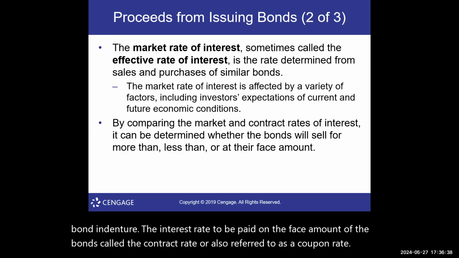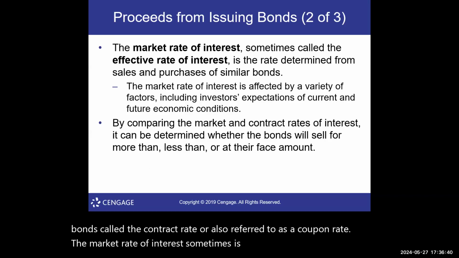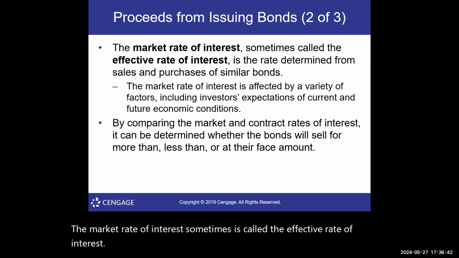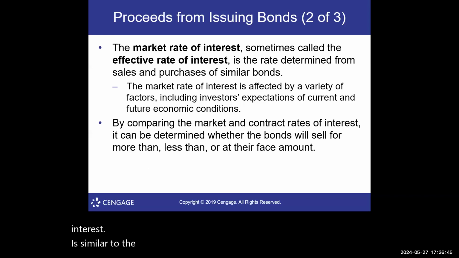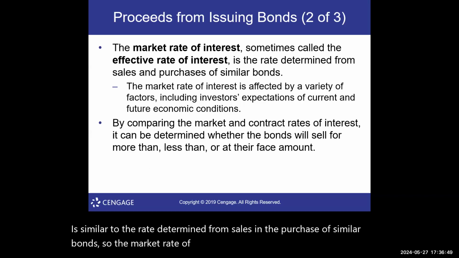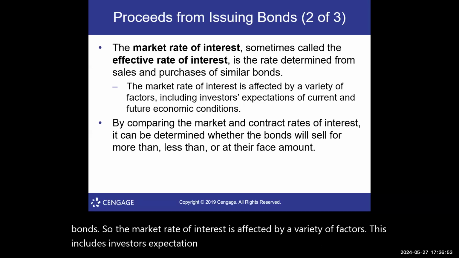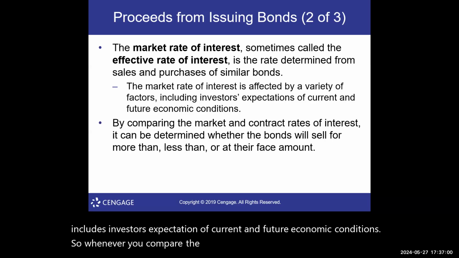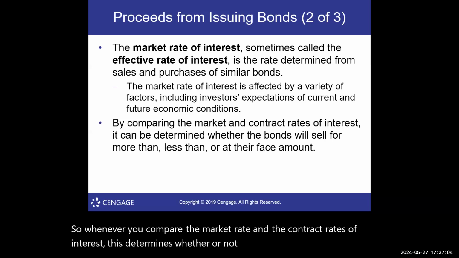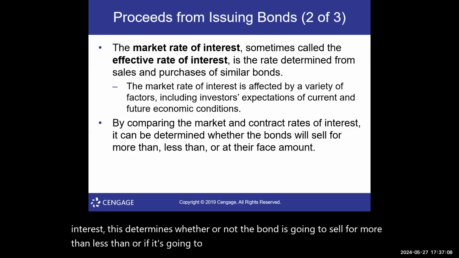The market rate of interest, sometimes called the effective rate of interest, is the rate determined from sales and purchases of similar bonds. The market rate of interest is affected by a variety of factors. This includes investors' expectations of current and future economic conditions. Whenever you compare the market rate and the contract rate of interest, this determines whether the bond is going to sell for more than, less than, or at its face amount.